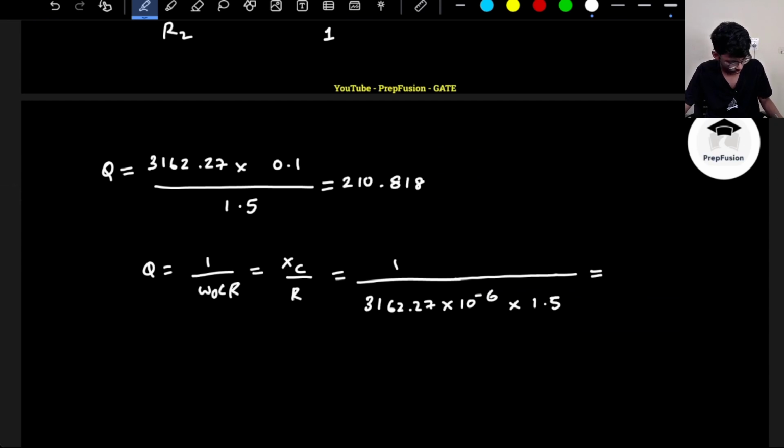So this will be 3162.27 into 1.5. Okay, my fingers are really messy right now, that's why I am typing the wrong things in the calculator and it is coming out weird. 3162.27 into 1.5 inverse into 10 raised to power 6. Yeah, this will be 210.819. Okay, so you will be very upset, sir, they are not the same. No, they are the same, right? So it is just almost near about approximation.